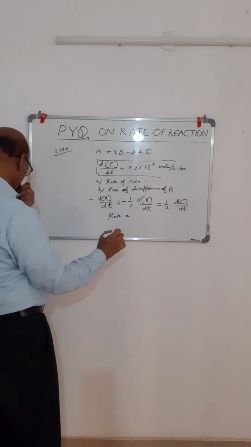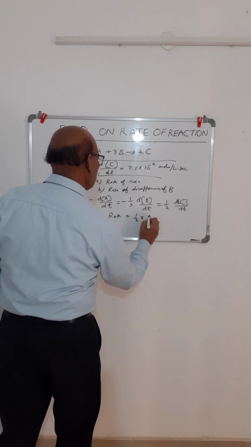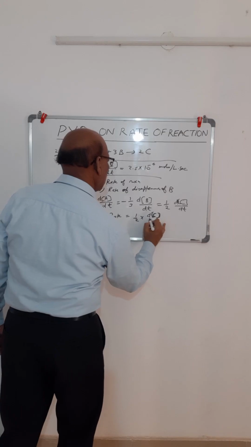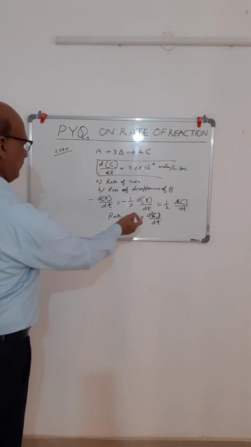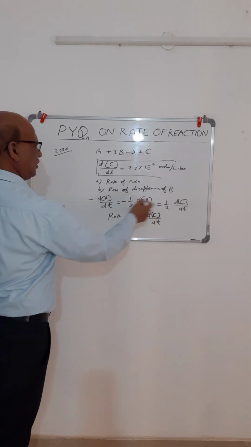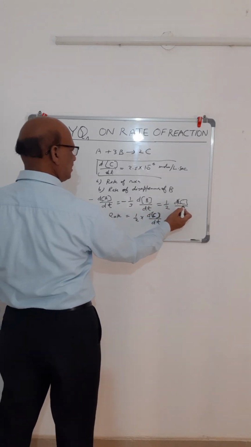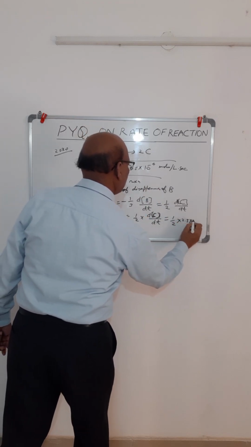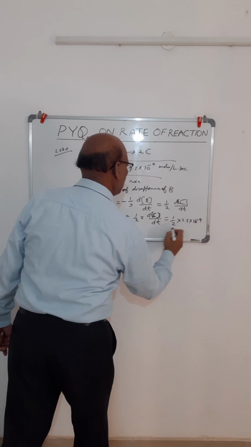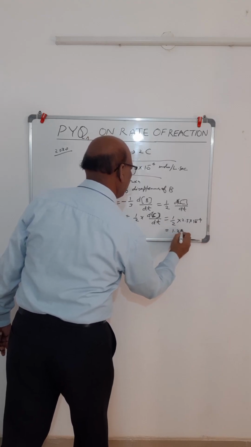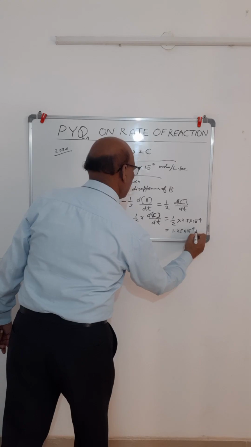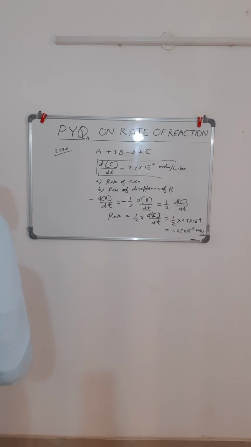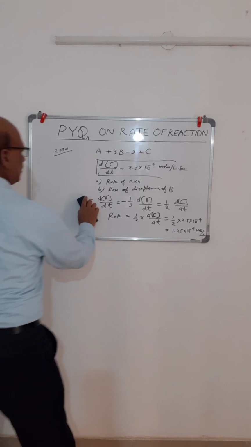So what will be the rate? Rate will be nothing but 1 by 2 into dC divided by dt. Okay, as per this rate of reaction equation, rate is equal to 1 by 2 dC by dt, and dC by dt is given to us as 2.5 into 10 to the power minus 4. So the answer will be 1.25 into 10 to the power minus 4 moles per liter second. Okay, so we have solved the first part.